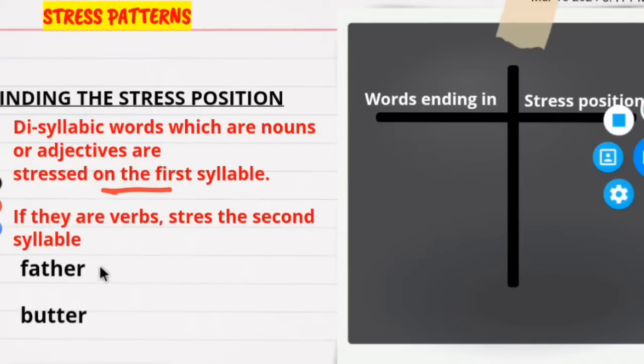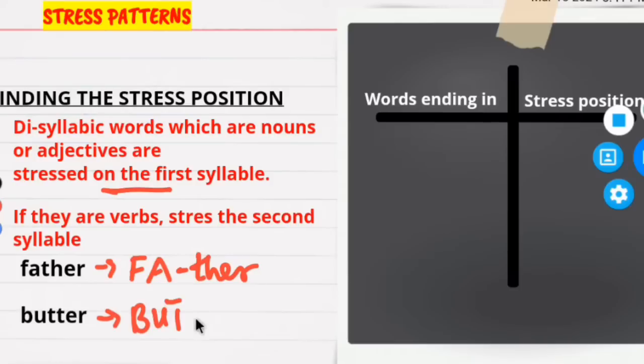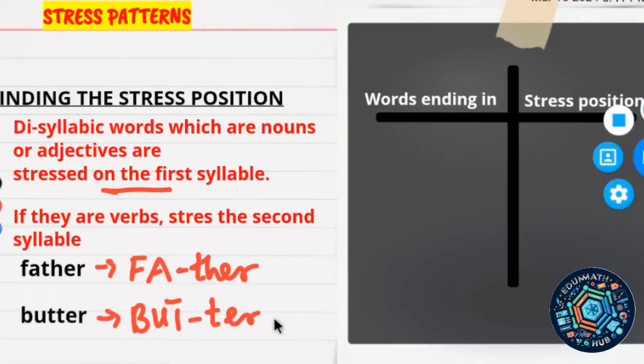So the answer will look like this. You have fa in capital letters like this, then the rest will be small letters, T-H-E-R. This tells you that this part is the stressed syllable. Then for butter, butter is also a noun, so it has 2 syllables. B-U-T, that's the first syllable, then the remaining parts will be small letters, T-E-R. So that's how you stress 2 syllabic words that are nouns.